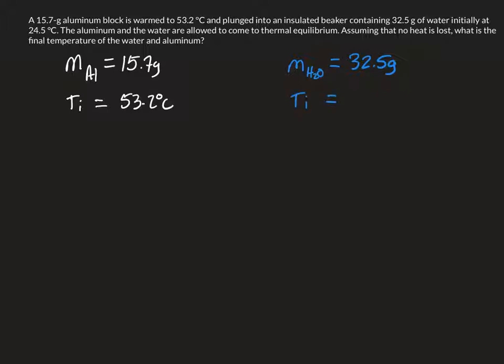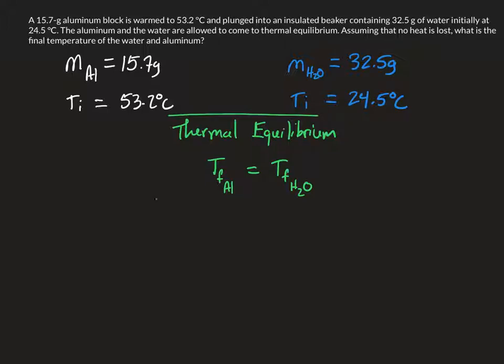So again, mass of aluminum, 15.7, initial temperature of aluminum, 53.2, mass of water, 32.5, initial temperature of water in blue there at 24.5. And then again, we reach thermal equilibrium. And so not only when we reach thermal equilibrium are their final temperatures the same, we also are making an assumption about the energy transfer here. We're making an assumption that all of the energy lost by the aluminum is gained by the water. And so we're assuming we have an isolated system and that there's no energy loss to the surroundings.